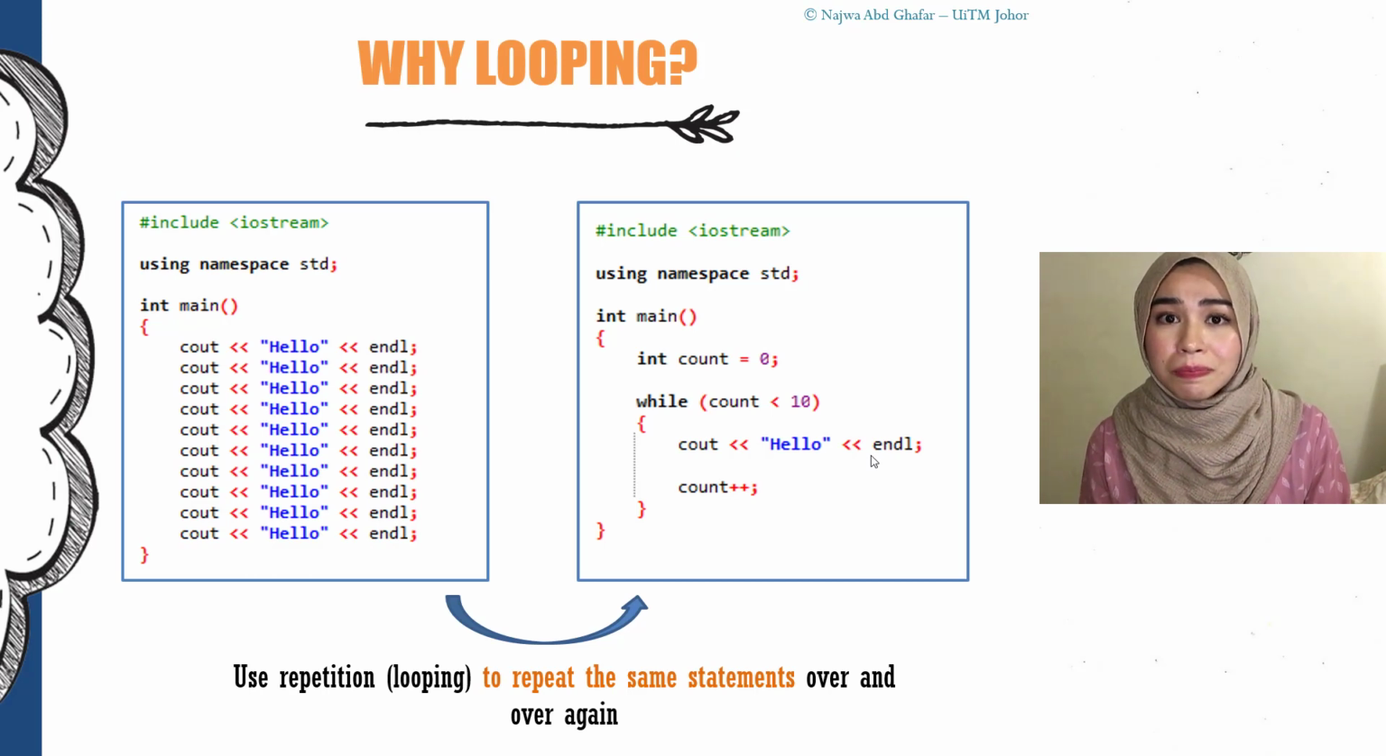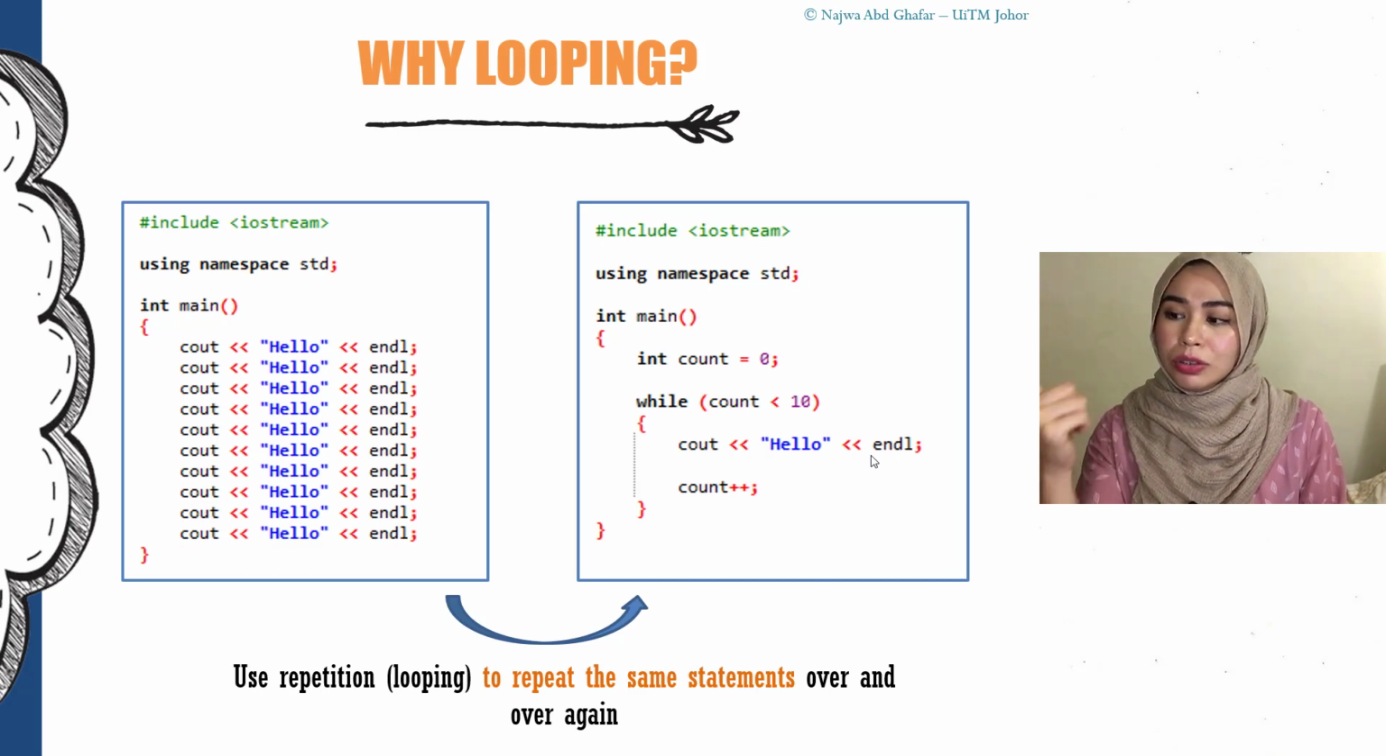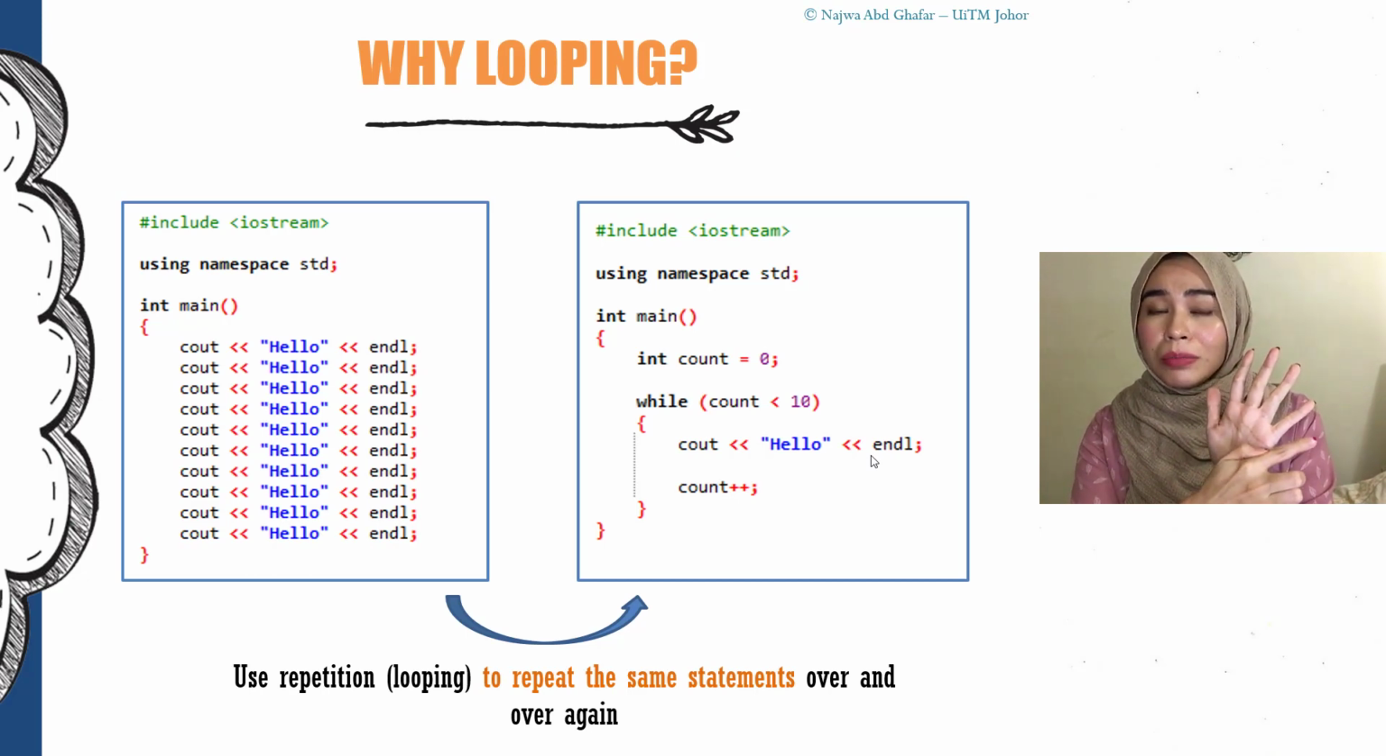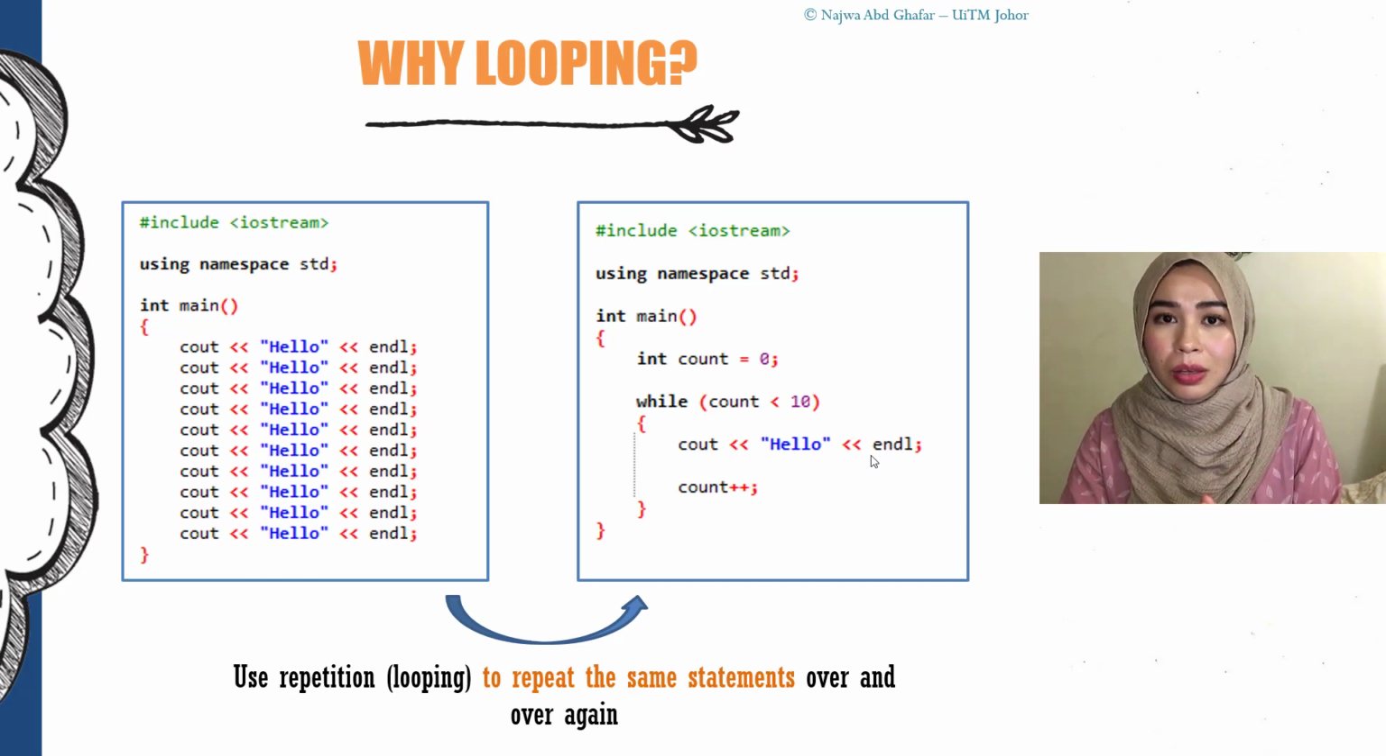I need to count. 1, 2, 3, 4, 5, 6, 7, 8, 9. Once it gets to the 10th, then that is the last time that it will repeat. Once it gets to the 11th iteration, then it will stop, because you have stated that I want to repeat this 10 times. And that is how repetition works. We'll go into details on how we can write our repetition using while, using do while, using for, etc.